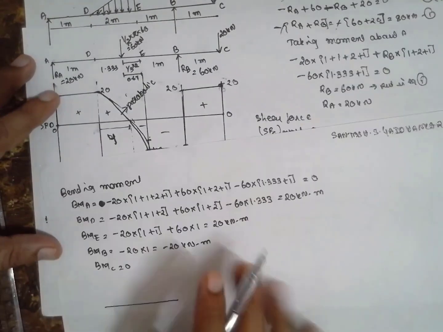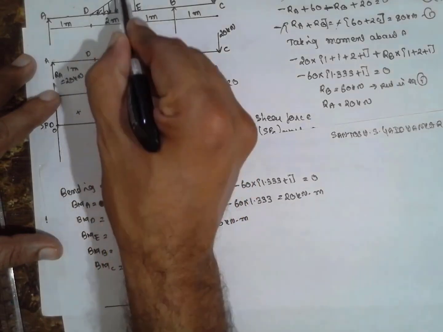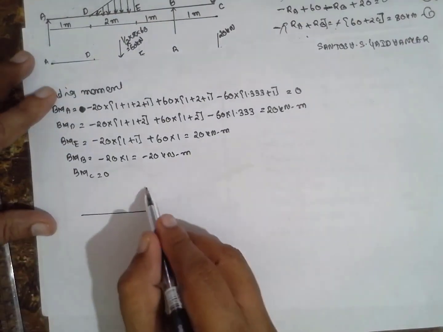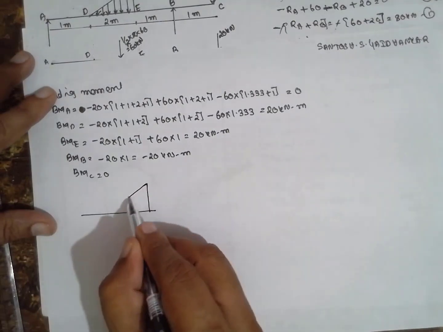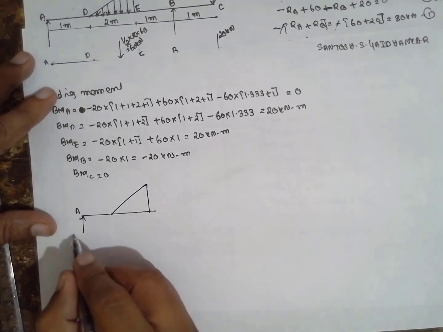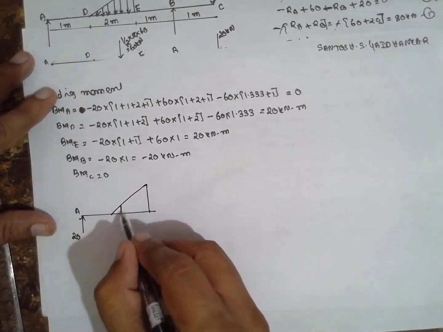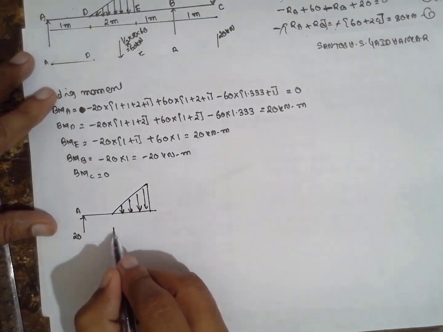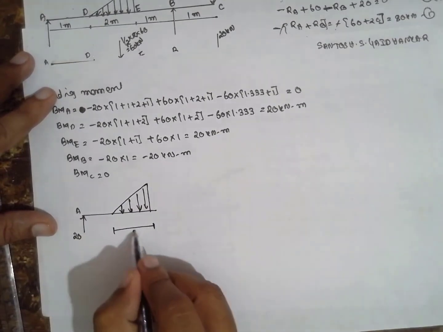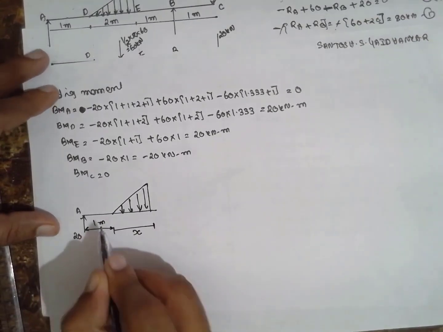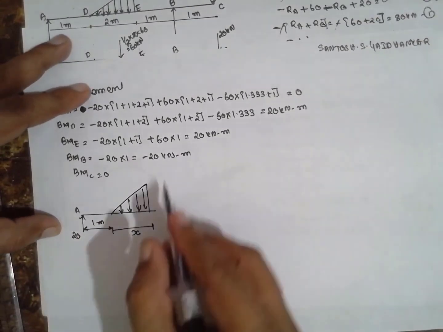Y length. I am cutting this portion now. This portion I am cutting it. And this will become a bottom load of 20, and this will be x. This is x, and this distance will be 1 meter.